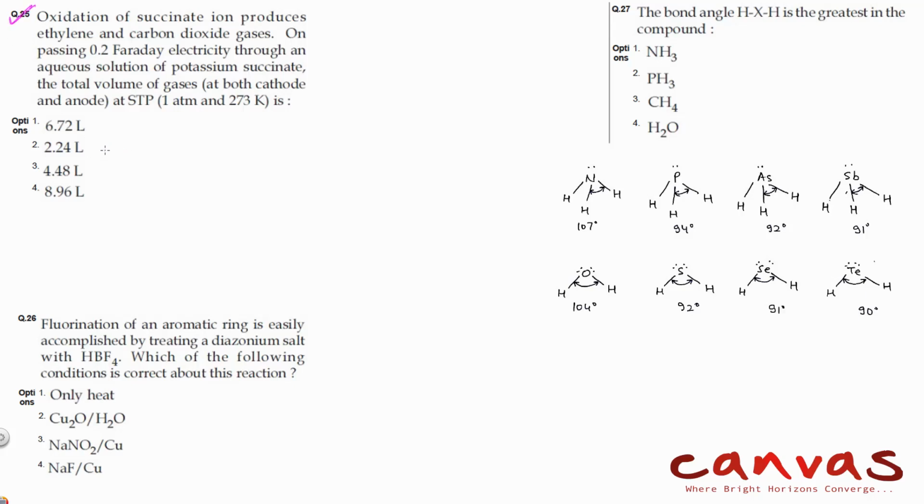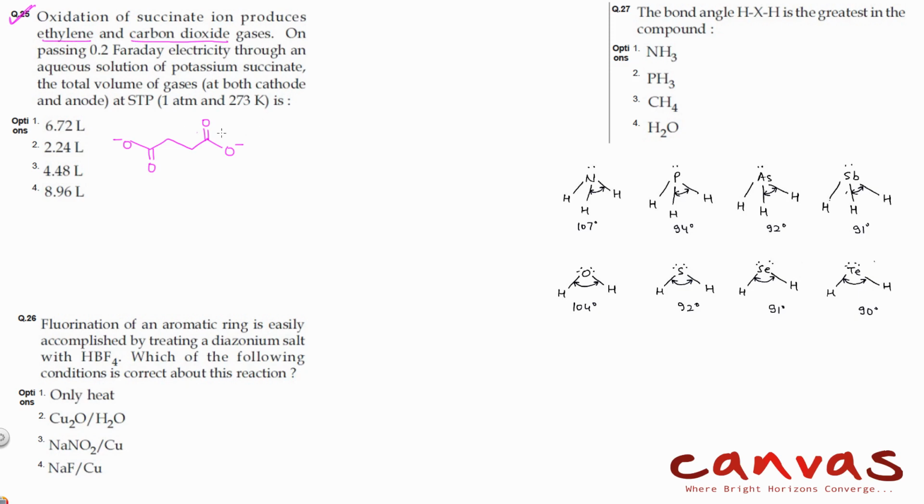Now the question number 25. Given that oxidation of succinate ion produces ethylene and carbon dioxide gases. Okay, so let's just draw the succinate ion. This is our succinate ion. Okay, so this on oxidation produces ethylene gas and carbon dioxide gases.